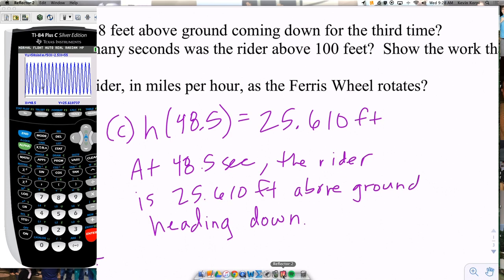Any questions on that? Too easy? Too much fun? Are we taking all the fun out of the Ferris wheel ride? Overanalyzing it? Like, yeah, let's go to the zipper now.